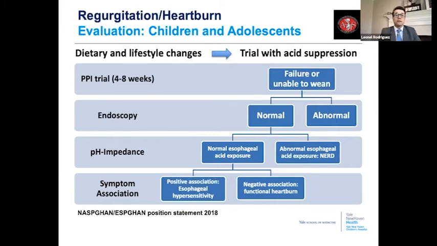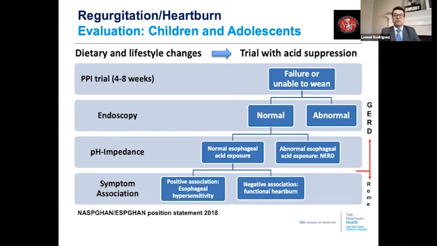For the esophageal acid exposure, for those that have abnormal esophageal exposure without esophagitis, those are the ones that are being labeled as non-erosive reflux disease. Those that have normal esophageal exposure, we pay careful attention to the symptom association. Those with positive symptom association are labeled as hypersensitive esophagus, and those that have negative correlation are labeled as functional heartburn.